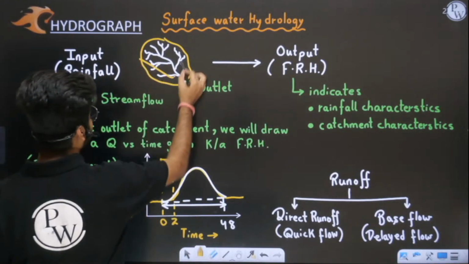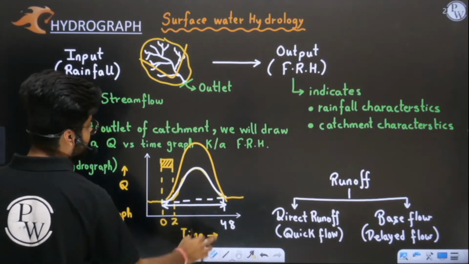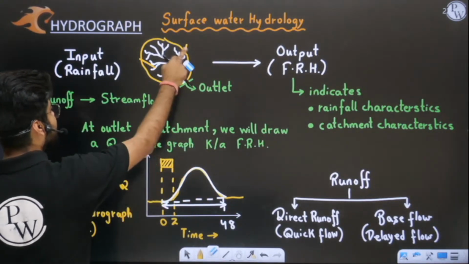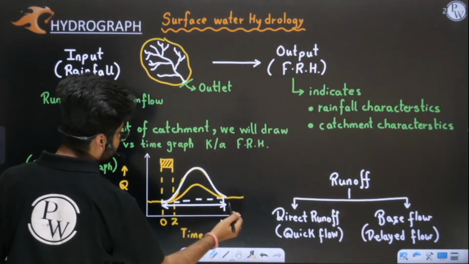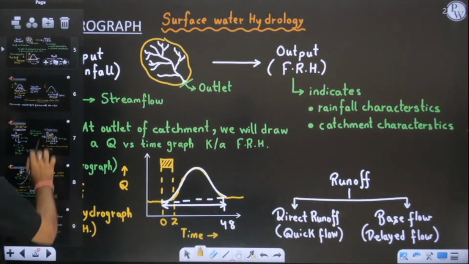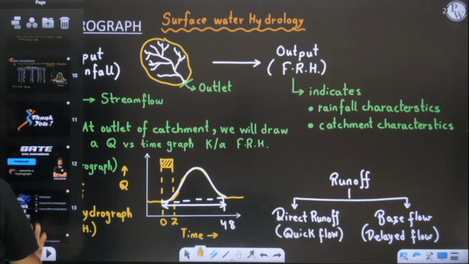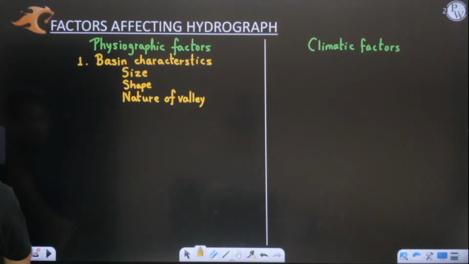If you have a steep valley, the hydrograph will rise quickly. If you have a gentle valley, obviously the hydrograph will rise less steeply. So obviously the physiographic factors such as size, shape, nature of valley of catchment will affect all these things.